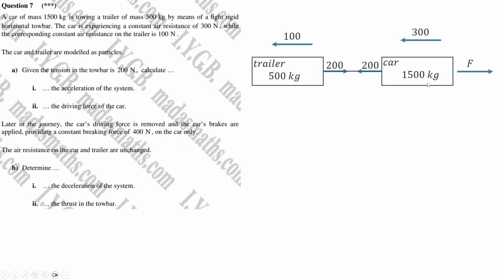We've got another situation, looks like this. So there's a car, this mass, trailer, this mass. We've got two tensions here, which we know. Resistance force 400, and then another resistance force here, 300. Let's just work out some stuff. F minus 300 minus 200 is F minus 500 equals the mass 1500 multiplied by the acceleration, which we'll just call A. We can find what A is in just a second.